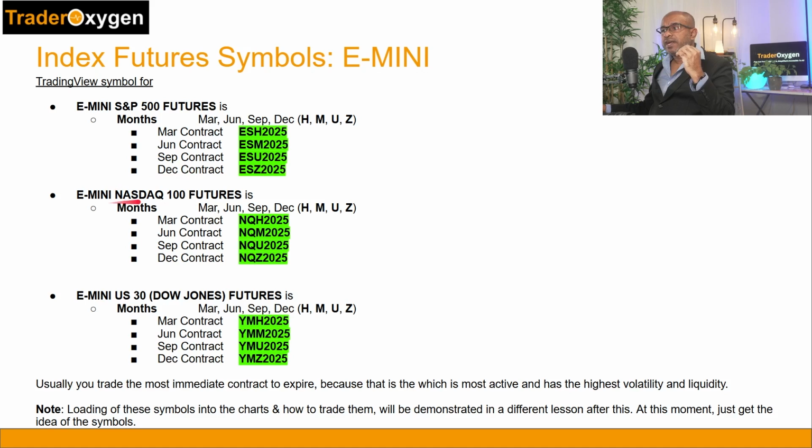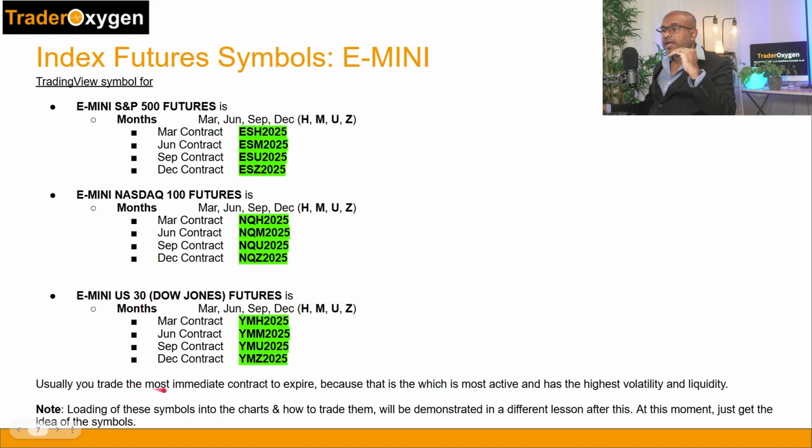Let me give another example. So let's say you want to trade E-mini Nasdaq. So let's say now it's the month of July in 2025. In that case, the June contract is expired. So your choice is to trade the September contract. So when you trade in TradingView, you will load the symbol NQU 2025. NQ is for Nasdaq, U is for the September contract and the year 2025. Then you will keep trading this September contract until the third Friday of September, and then you will start trading the December contract.